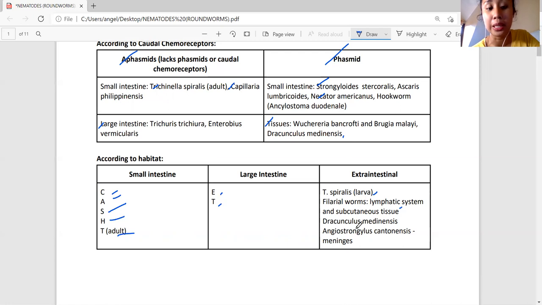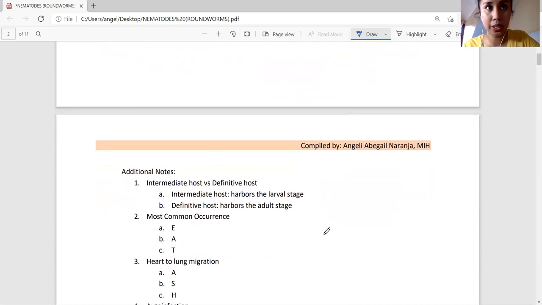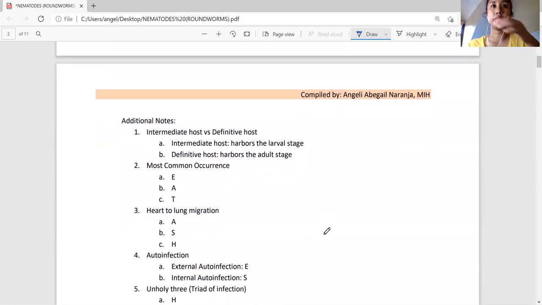Angiostrongylus cantonensis, meninges. It can cause meningoencephalitis. Kung di ako nagkakamali. Or Angiostrongylus cantonensis. So, rat lung worm siya. So, hindi ko i-discuss actually to. So, please basahin na lang itong dalawang to. Okay. So, marami pa akong notes dito na tinignan ko sa review notes ko. Okay. So, just a review.